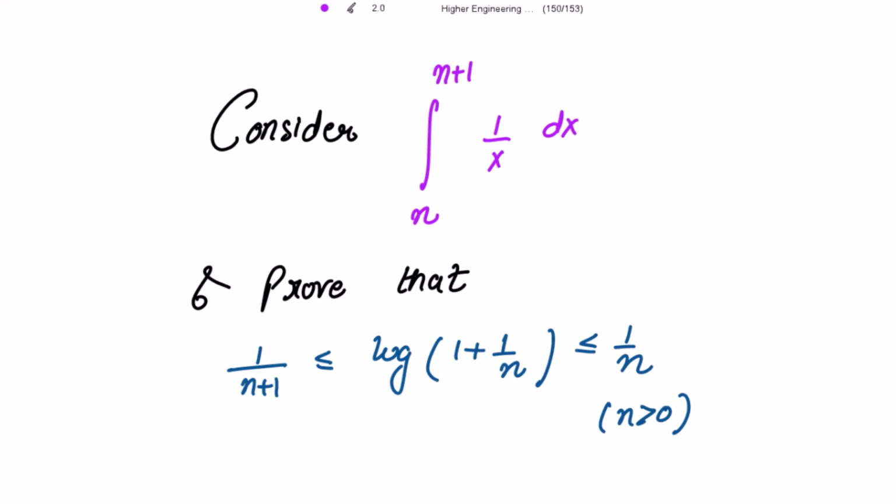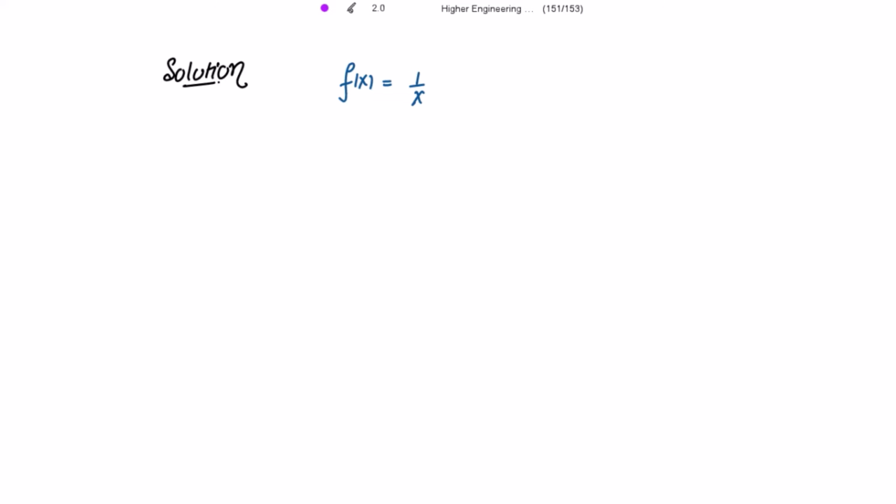Consider this integral from n to n plus 1 of 1 by x dx. And we need to prove this result for n positive, right? So this is the function given to us, and because this is a rational function, it is continuous in the given interval n to n plus 1, the closed interval, right? How to know that this function is a continuous function?